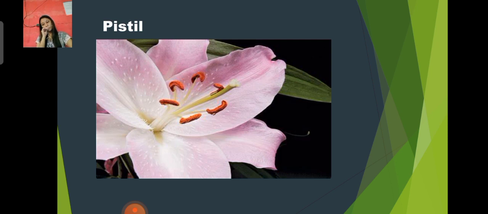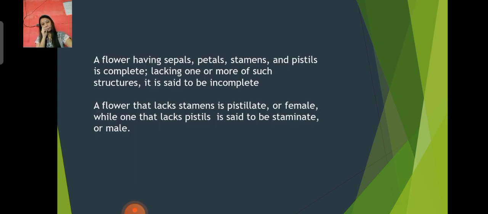This picture is a lily with a pistil surrounded by stamens. A flower having sepals, petals, stamens, and pistils is complete. Lacking one or more such structures, it is said to be incomplete. A flower that lacks stamens is pistillate or female, while one that lacks pistils is said to be staminate or male.